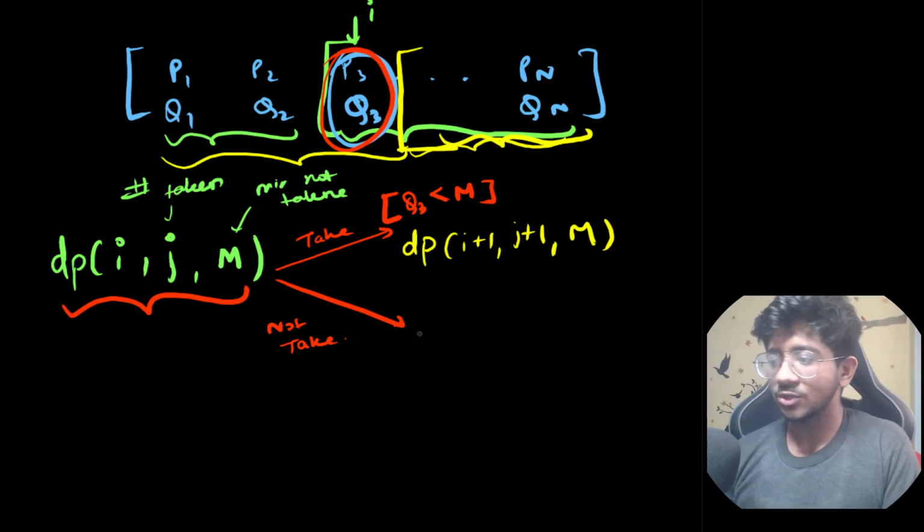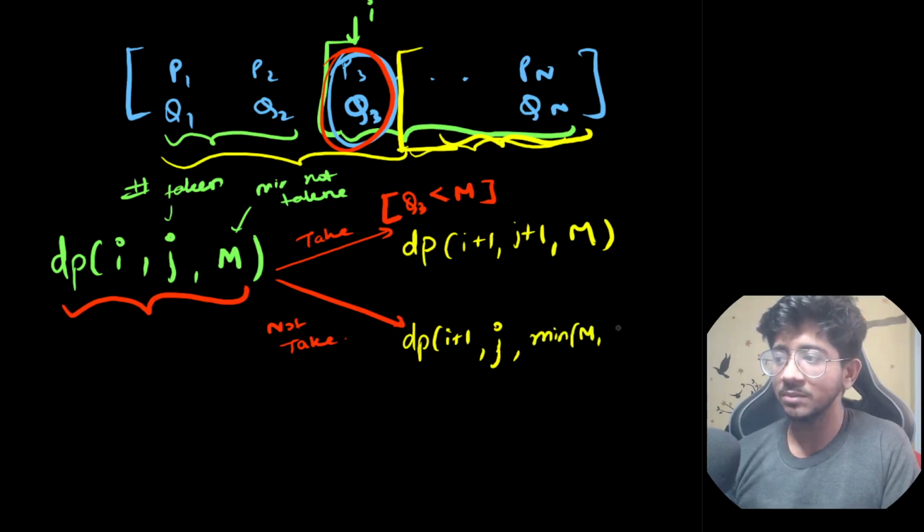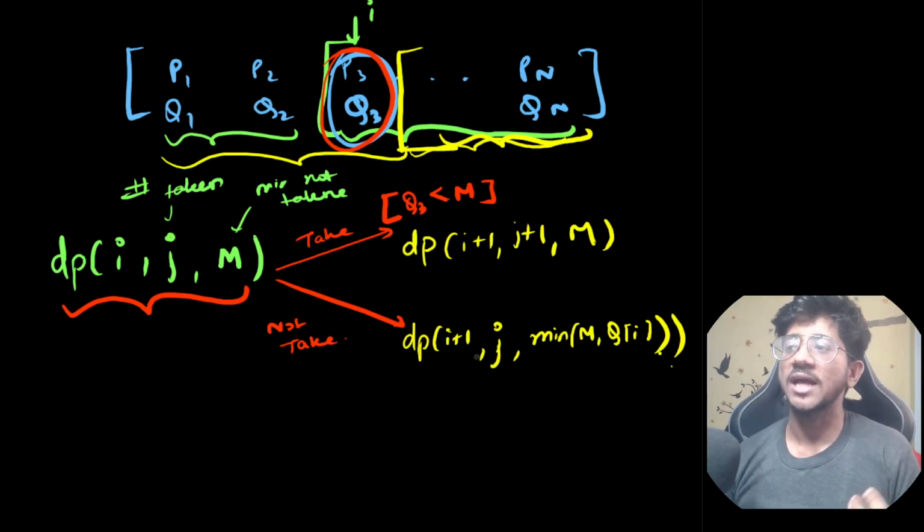The other way to do it is not take it. In that case, we will go to dp of I plus 1, decide the next items. We don't take this, so number of items taken doesn't change. And then we have the minimum not taken as minimum of the previous minimum and the q of the current I, right? That's the two things, right? This is how you write the transition based on the action.